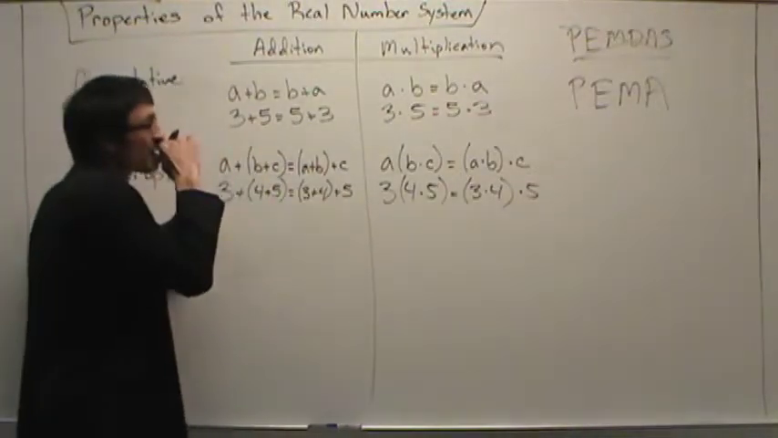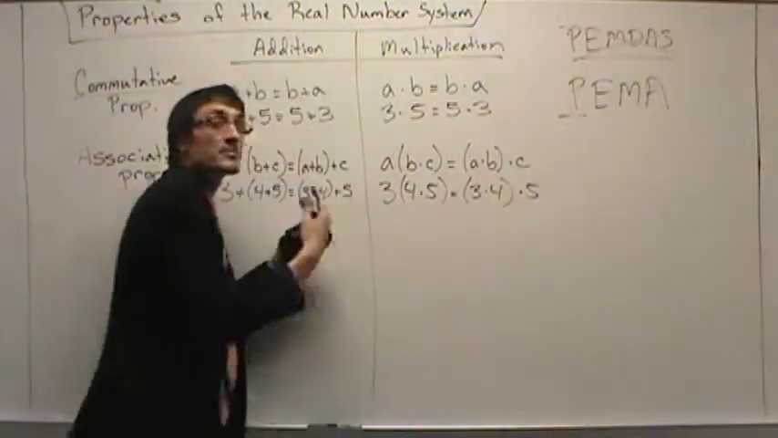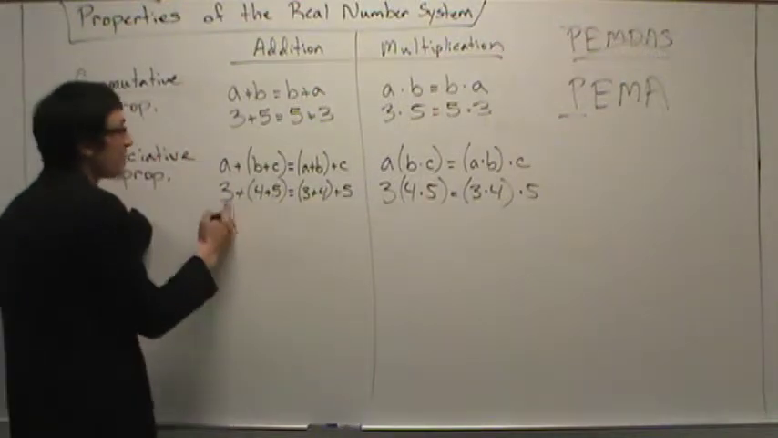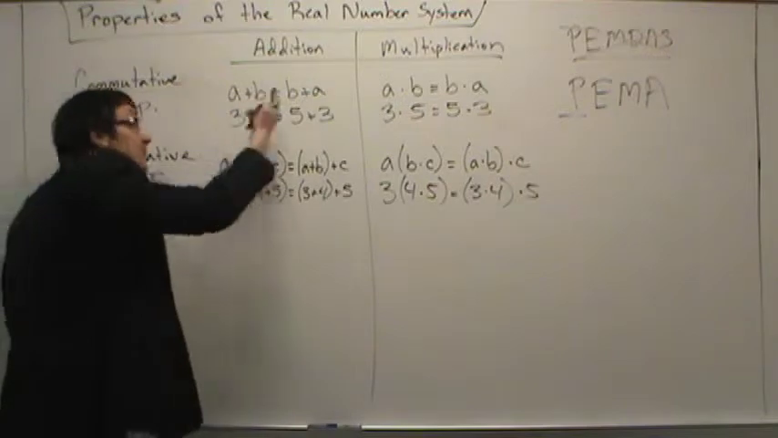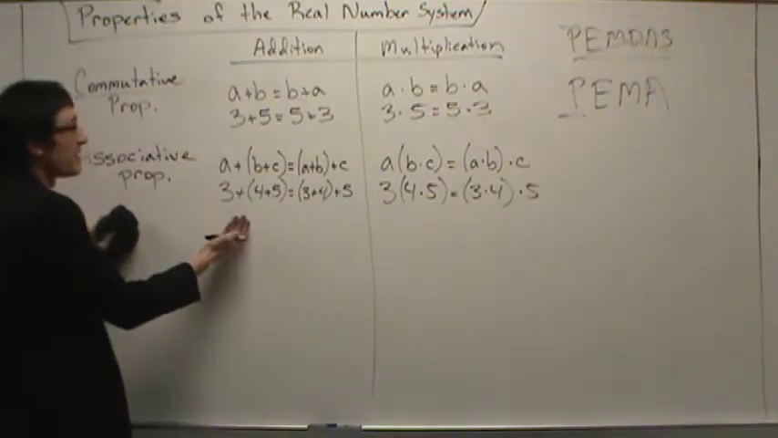Okay, so what is this? Here, parentheses. What do we do first? Parentheses. What is this saying? Notice 3, 4, 5. 3, 4, 5. In the commutative property, numbers switch location. But in the associative property, notice 3, 4, 5, 3, 4, 5.